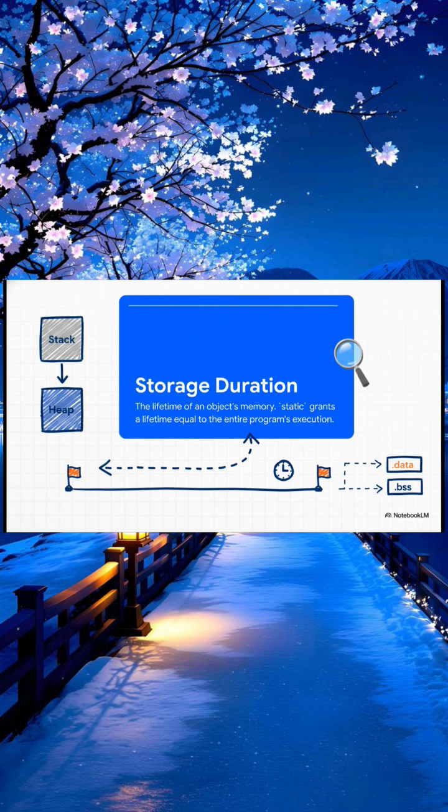See, normal local variables, they have automatic storage. They live on the stack, and when the function ends, poof, they're gone. But static gives a variable static storage duration. This means it gets its own special spot in memory when the program starts, and it lives there happily until the entire program shuts down.